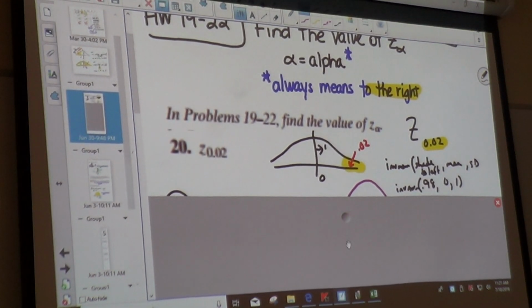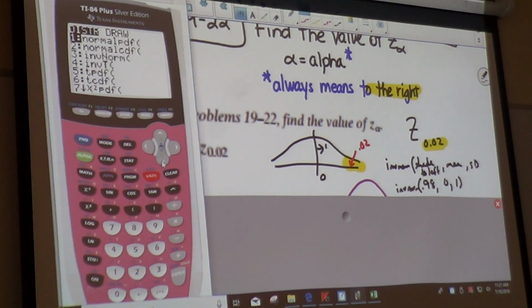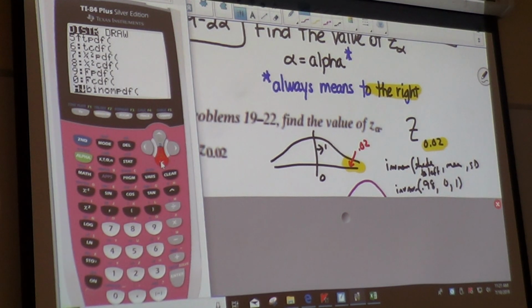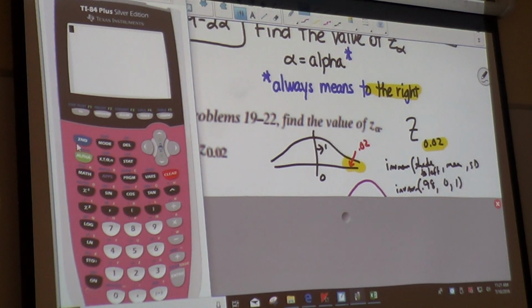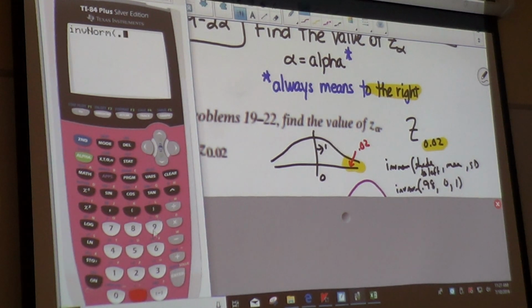So when I go to my calculator, I'm going to do second bars. I'm going to go all the way down to inverse norm. No, I'm not. Where am I going? It's 3. Oh, it's going like way down. I don't know what I was thinking. 0.98, 0, 1.